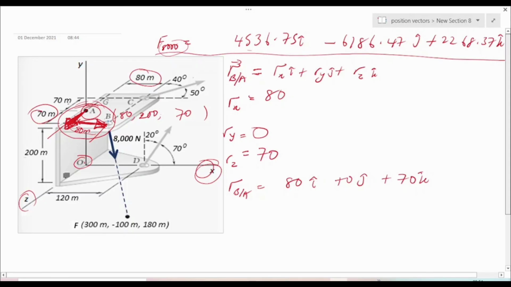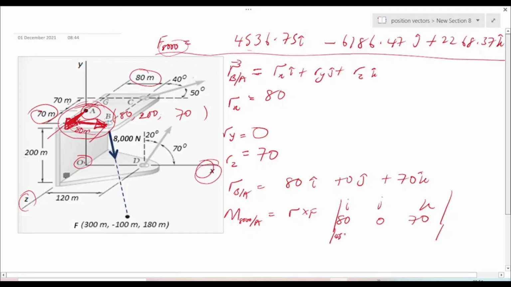And once this is obtained, one can easily find the moment of the 8,000 Newton force about, say, A, and that will be equal to R cross F. And if it's R cross F, the next thing is to write out all our values i, j, and k. We bring in the values for the R, which is 80, 0, and 70. Then after that is done, the next thing is to bring in your value of force.